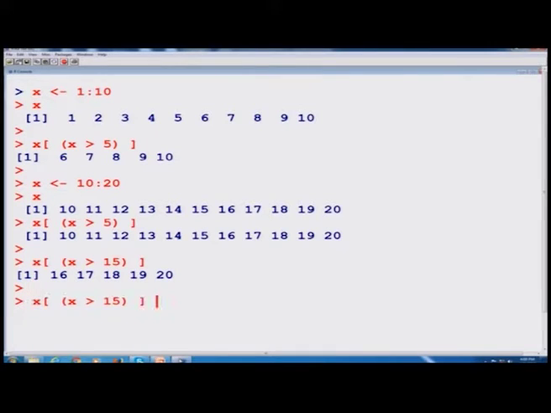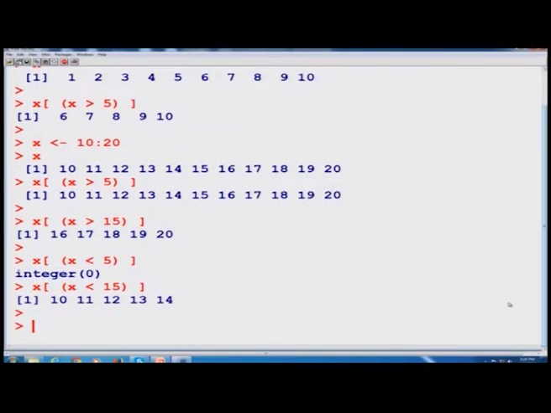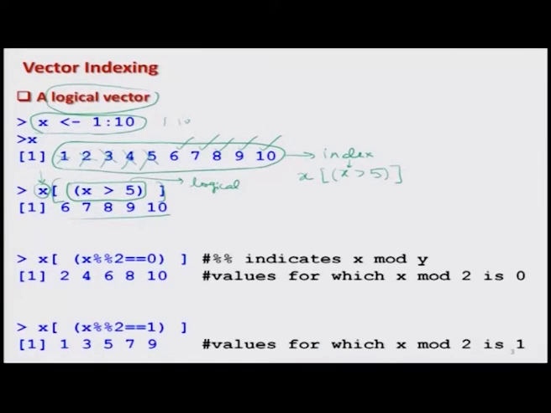And suppose I try to find all the numbers which are smaller than 5, let us see what happens. There is no value because all the values are greater than 10, so there is no value smaller than 5. But if I say I need all the values which are smaller than 15, then we get 10, 11, 12, 13 and 14. So, you can see this is how we can play with this. Different types of such operations can also be done with the same vector.